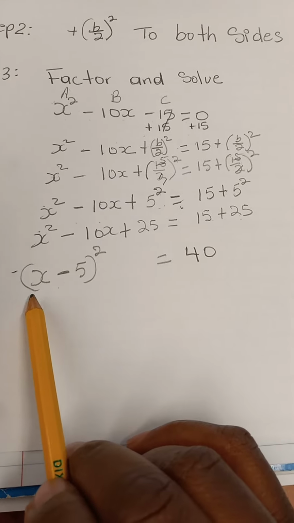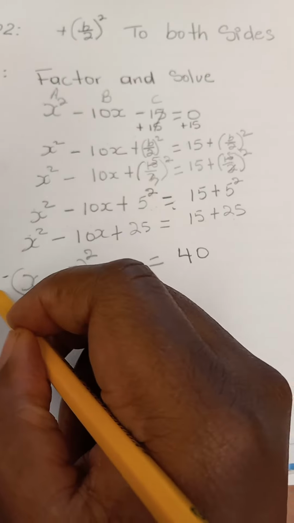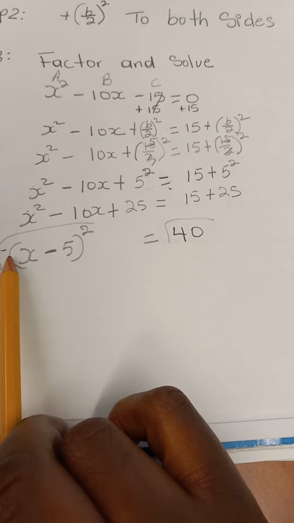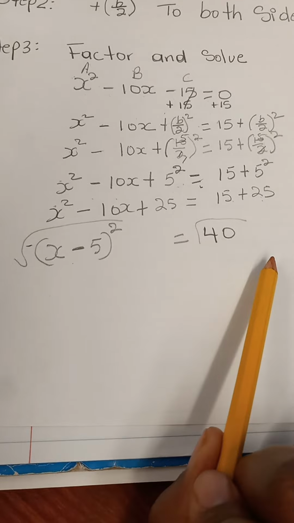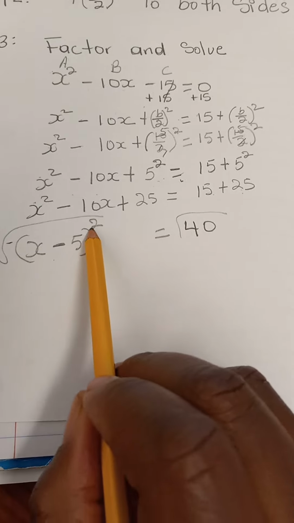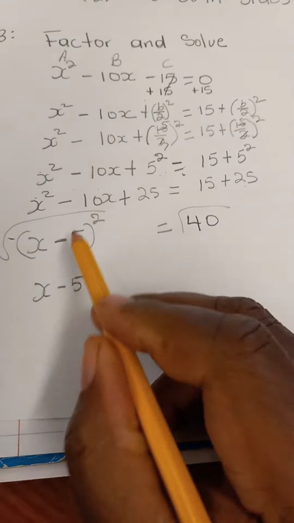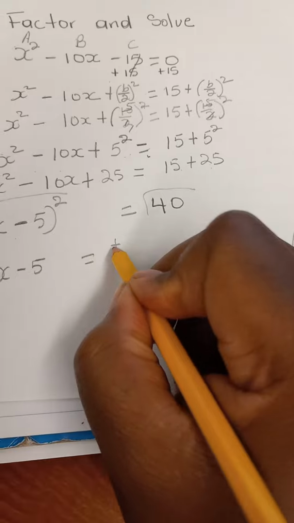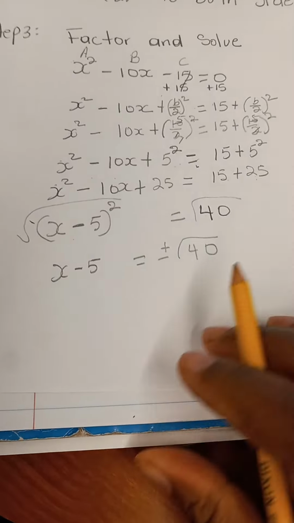What we're going to do now is use the root for both sides. So we're going to square root both sides. Whatever you do to one side of the equation, you must do to the other side of the equation. So when we square root, we have the square root of x minus 5 squared. This becomes x minus 5. The square root and the square cancel each other, and we are now left with equal to plus and minus the square root of 40.